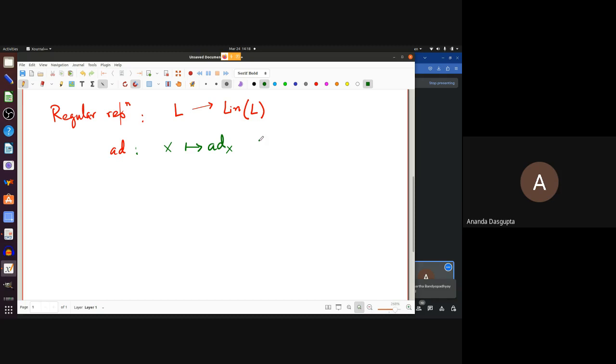In other words, a linear operator from L to L. And what does ad X do to an element of L? If you take the element Y, it gives you [X, Y]. So that's how you define the regular representation. You map every element of the Lie algebra to a corresponding linear operator which acts on the Lie algebra, and it acts on the Lie algebra via the Lie bracket. Okay?